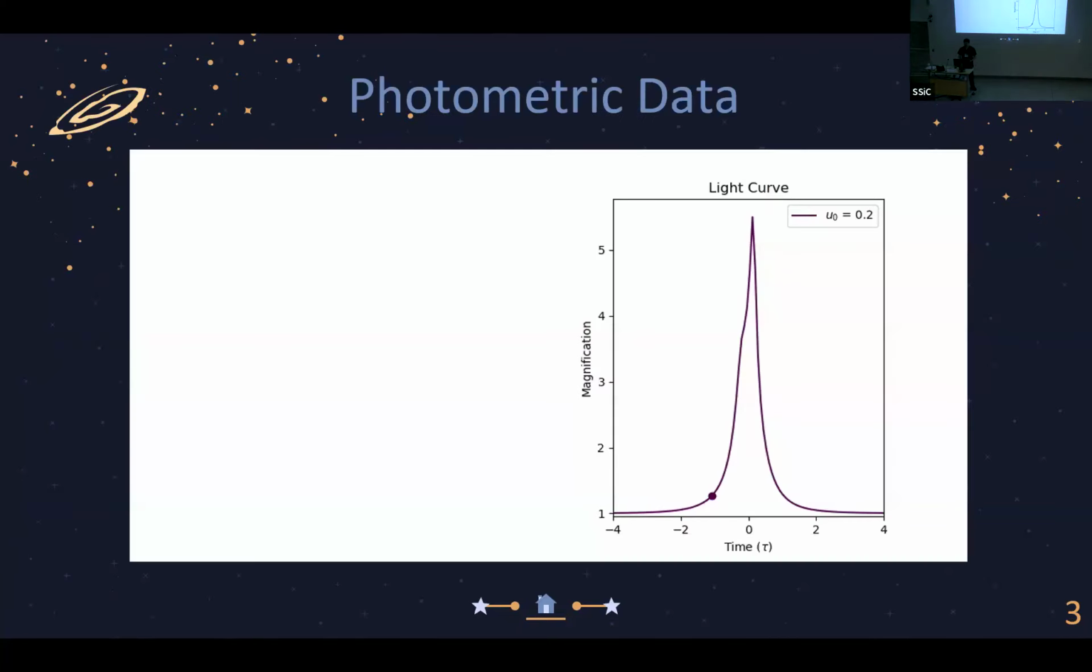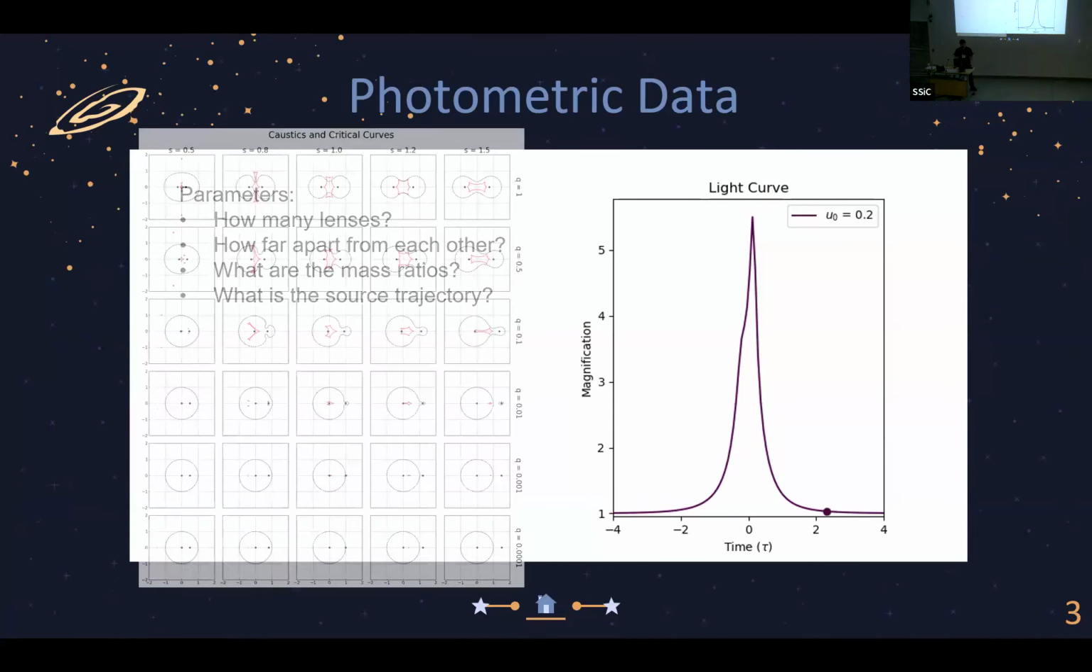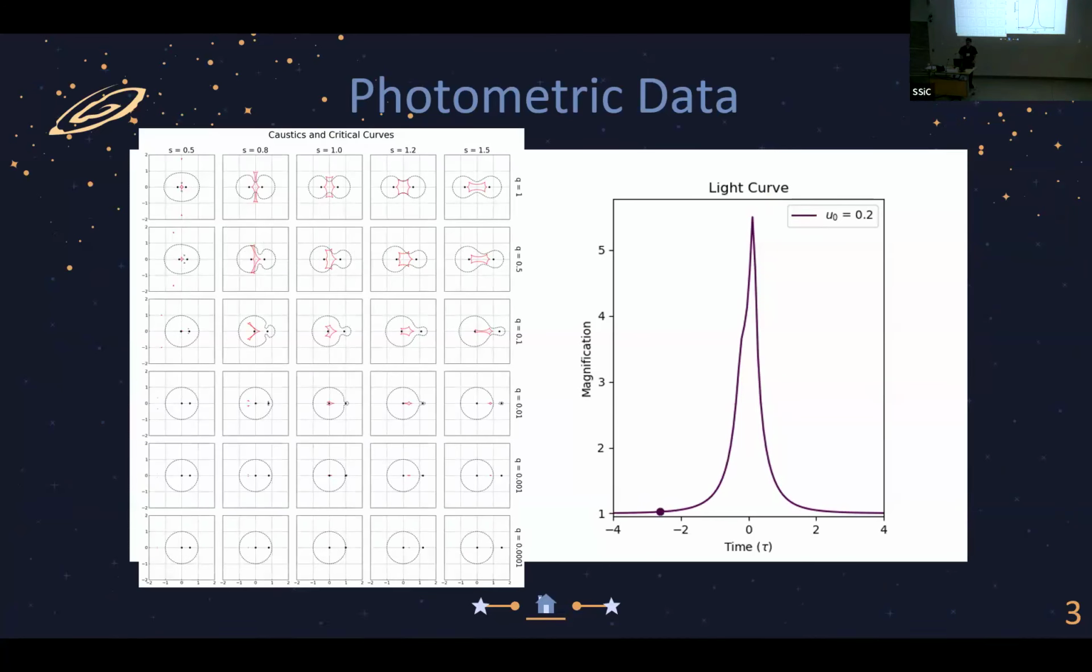From this data, we try to fit models to figure out what caused the event. This means estimating parameters like how many lenses are there, how far apart are they from each other, what is the mass ratio between them, and what is the source trajectory relative to the lenses. The separation and mass ratio between the lenses shape the caustics. This is the region where the magnification spike happens. Different caustic structures give us different light curves. So it is crucial to constrain these parameters as tightly as possible.